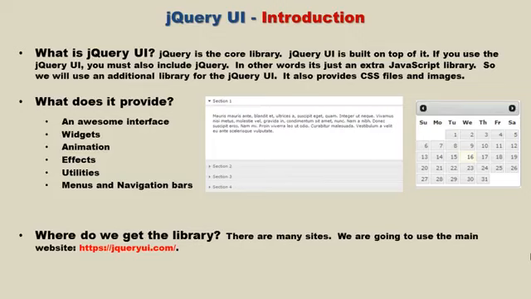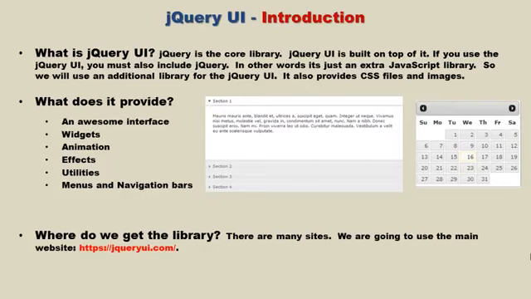But essentially, the jQuery UI is just an extra JavaScript library, similar to the way the jQuery core library is also just another JavaScript library. So over the next several videos, we'll be using an additional library for the jQuery UI. But it also does something very different. It provides the CSS files and images that are also needed. Now, what does it provide?